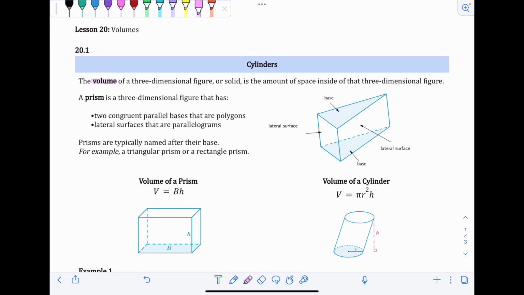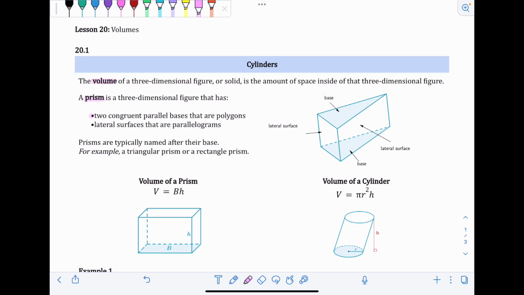One type of three-dimensional figure is a prism, and there are certain rules that make something a prism. The first one: it has two congruent parallel bases that are polygons. On the figure at the right, we have two triangular bases that are parallel to each other because they're never going to cross each other. Those are the two that are shaded in blue.